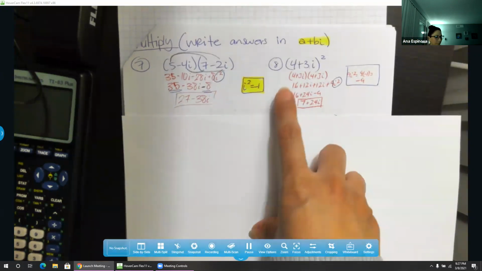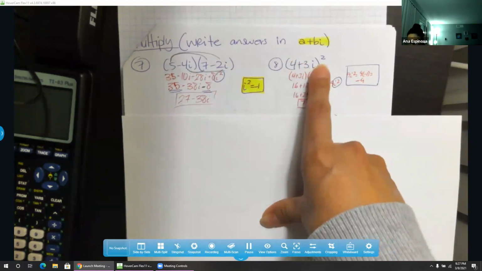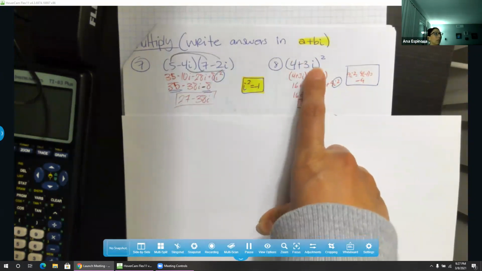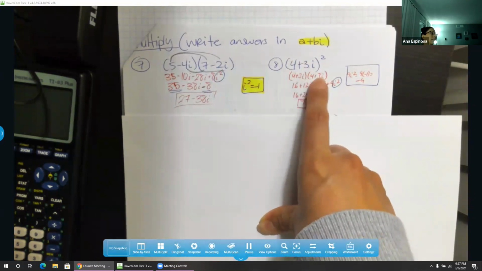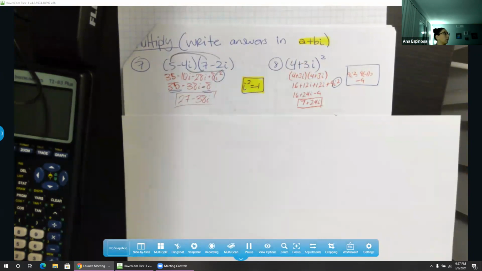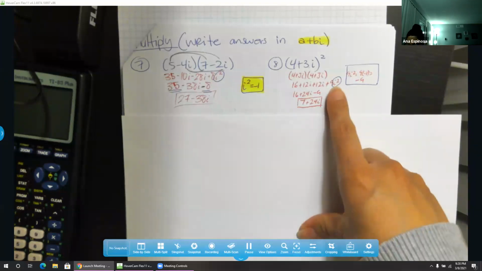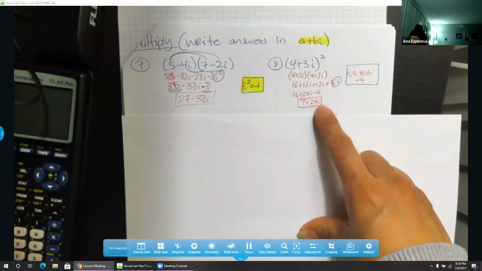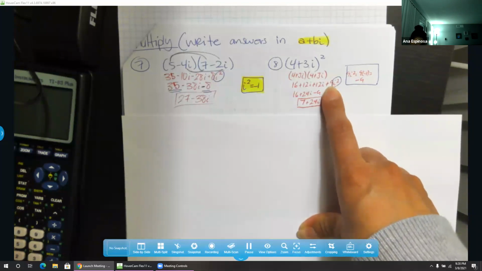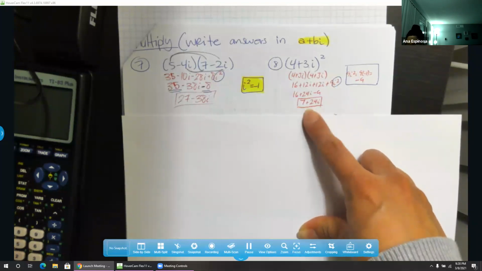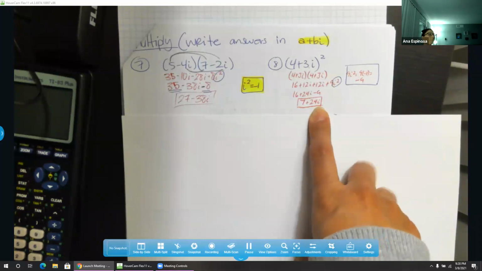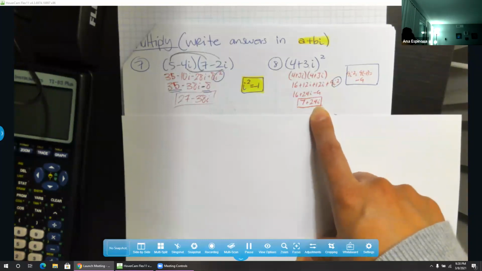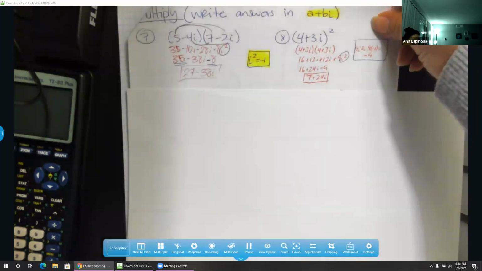Looking at this other example, you do not square the 4 and square the 3i. That's illegal. You are to multiply these two binomials together, and you end up FOILing. When you FOIL, obviously you end up with a variable squared. That variable squared is a -1. That then makes this 9 a negative, and then you put it in a plus bi form. Okay.